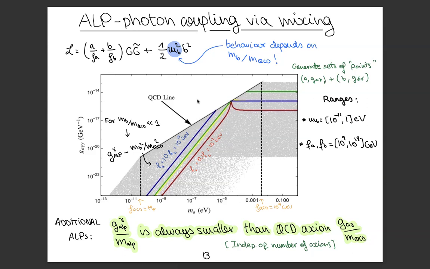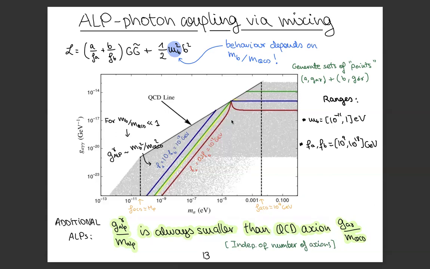So this mixing angle price, for example, if you go to the very light regime, m_B over m_QCD much smaller than 1, the mixing angle, because these are scalar fields, is going to depend as m_B squared over m_QCD squared. So the effective coupling of the ALP, g_Aγγ of the ALP, is going to be m_B squared over m_QCD squared times the coupling of the QCD axion. And this is what generates this behavior.